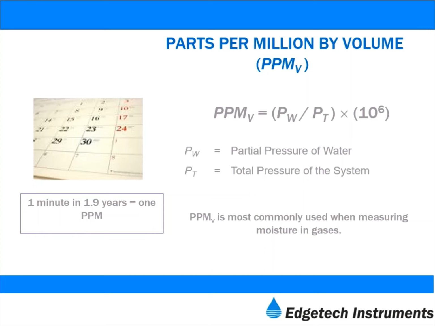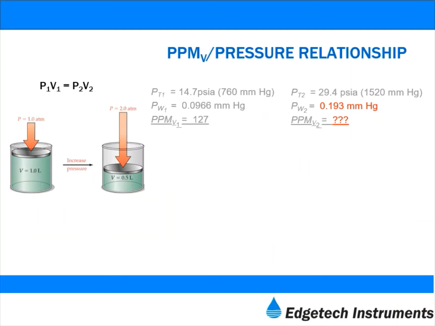Okay. Just in terms of how small is a part per million, I decided to use the units of time. 1 minute is about 1 part per million in 1.9 years. Okay, so it's a very small number, 1 minute in almost 2 years, just to give you a quantitative idea of what 1 part per million is.